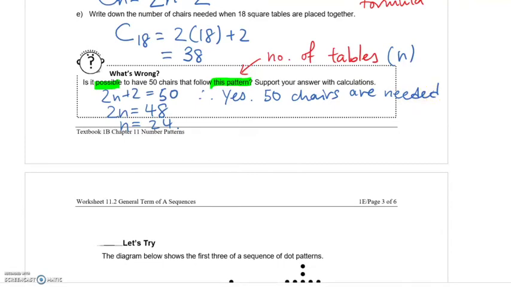Okay, when 23 square tables are placed together.